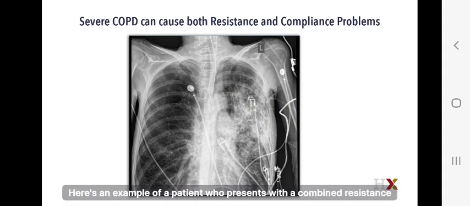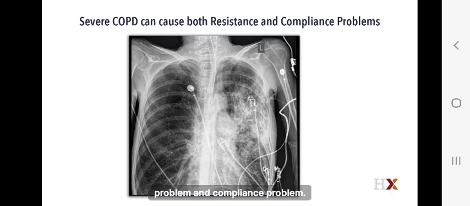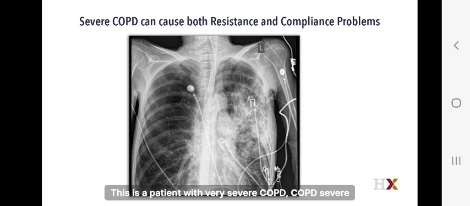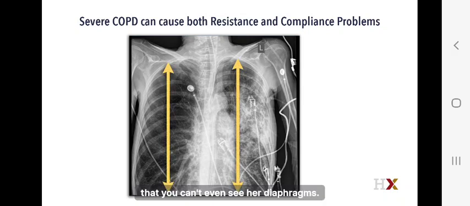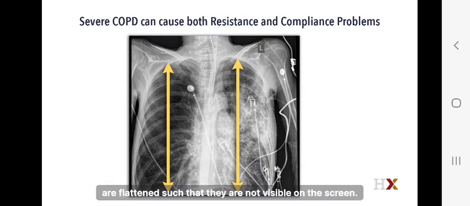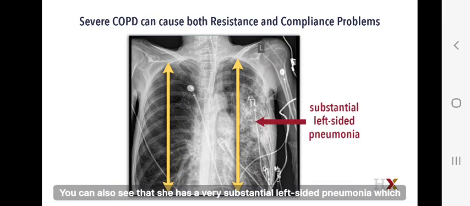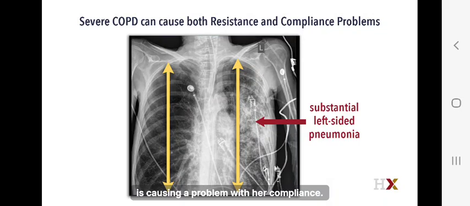Here's an example of a patient who presents with a combined resistance problem and compliance problem. This is a patient with very severe COPD, so severe that you can't even see her diaphragms. The lungs are so elongated and the diaphragms are flattened such that they are not visible on this screen. You can also see that she has a very substantial left-sided pneumonia, which is causing a problem with her compliance.